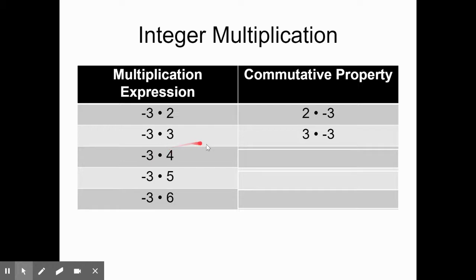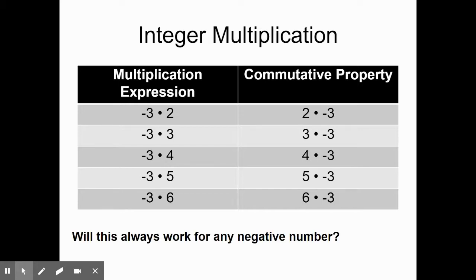And -3 times 4 becomes 4 times -3, and the product for both is -12. And -3 times 5 becomes 5 times -3, and the product would be -15. And -3 times 6, if we switch those, we would have 6 times -3, and the product for both of those would be -18. Will this work for any negative number? The answer is yes. So then what would the rule be? The rule would be a positive times a negative is a negative, or a negative times a positive is a negative.